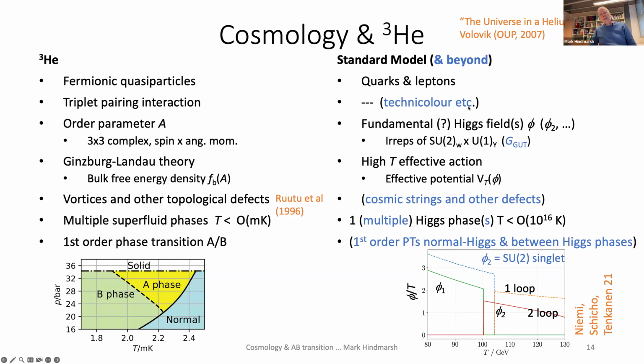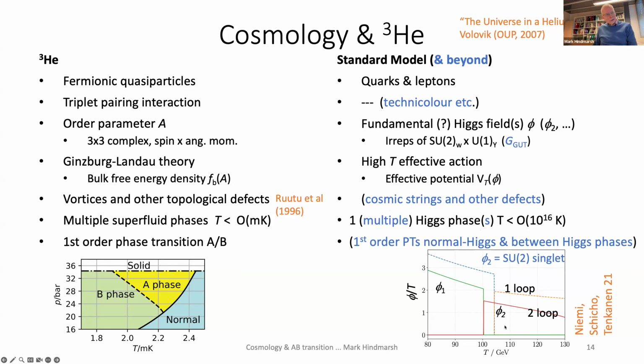Well, in that case, the Higgs field can be thought of as a composite order parameter, but it may be fundamental, but it's still a field. There's the analogy of the Ginzburg-Landau theory as the high temperature effective action, which has the effective potential, from which you discern the phase. That's basically the same thing as the bulk free energy density. In extensions of the standard model, there may be cosmic strings and other topological defects. And in extensions of the standard model, there may be multiple Higgs phases between which there are first order phase transitions. Many of you might know this very well. So for example, if you add an SU(2) singlet to the standard model, there's a wide range of parameter space where one or other of the Higgses gets a VEV, and there's a first order phase transition between them.